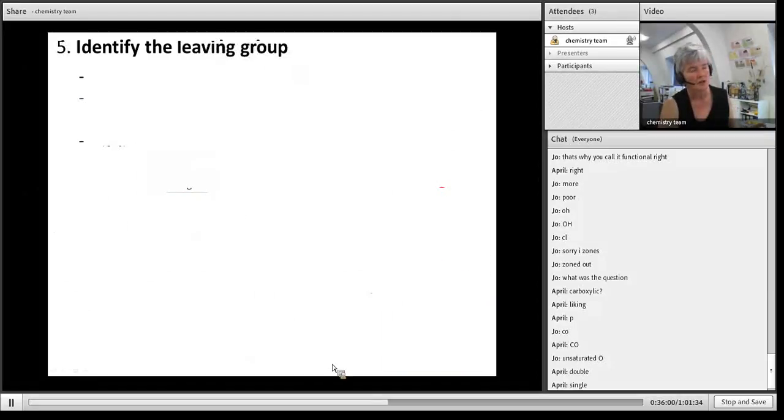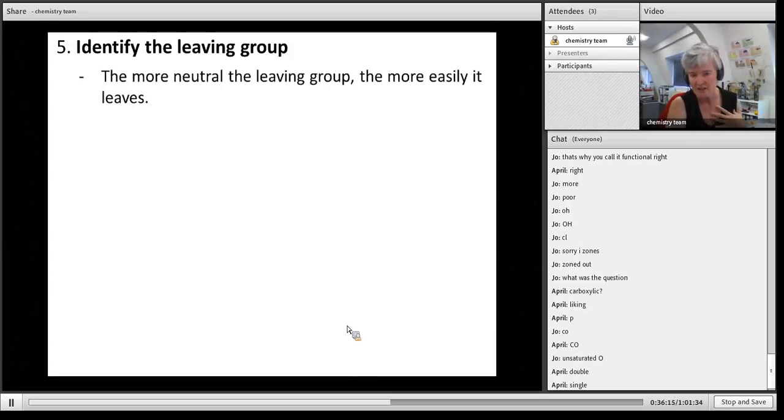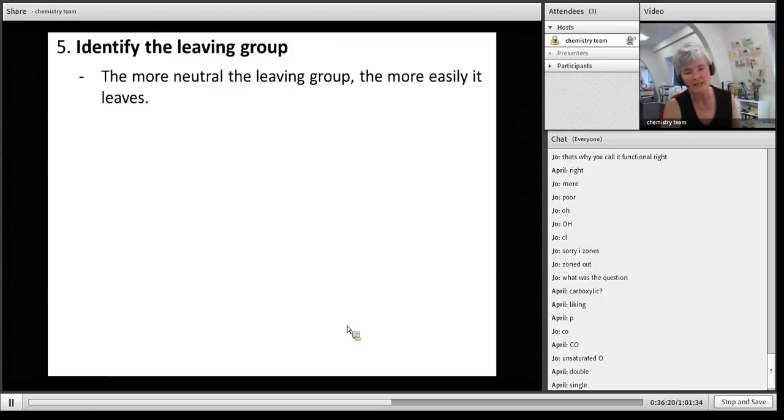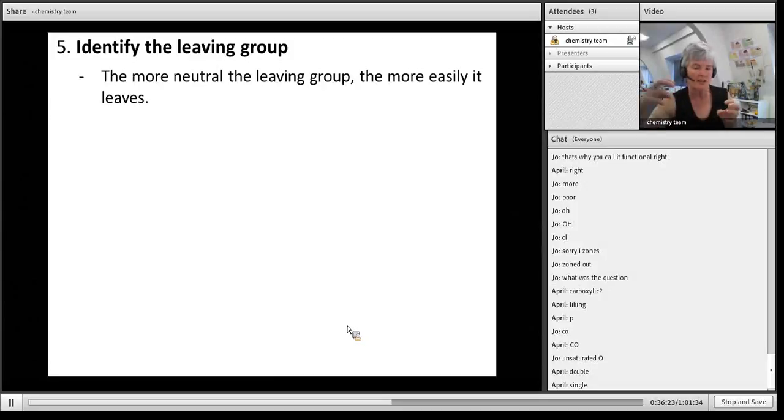Right, so now that we've identified the reactive site, we've got to see what's going to leave. We've already dealt a little bit with that, because I said, is the H going to leave, or the OH, or is it the double bond O? So, little tips about what is likely to leave. The more neutral the leaving group, the more easily it leaves. The reason being, if I'm trying to kick out something, and it's then very rich in electrons itself, it can attack back and kick out the nucleophile again. So it means I've got no reaction.